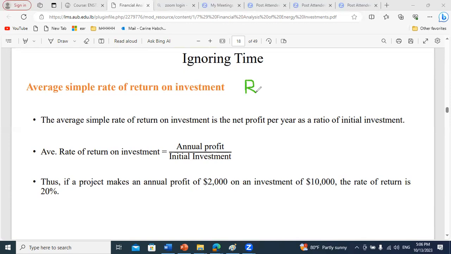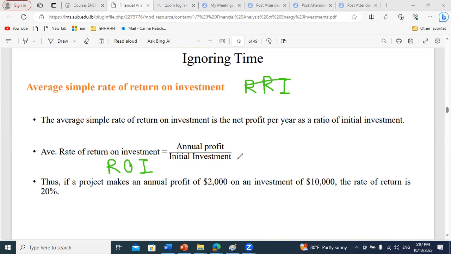What do we mean by RRI? It represents the annual profit over the initial investment. Sometimes in books we call it ROI, the rate of return on investment. But in other books, it represents something else. In this course, ROI will represent the rate of return on investment, which is the annual profit over the initial investment.